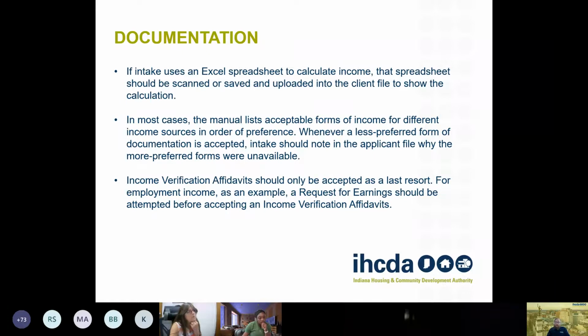For documentation, remember that in most cases, the manual lists acceptable forms of income for different income sources and does list those in order of preference. Whenever a less preferred form of documentation is accepted, intake should note in the case file why the more preferred forms were unavailable. And also remember that income verification affidavits, or IVAs, should only be accepted as a last resort. For employment income, for example, a request for earnings should be attempted before accepting income verification affidavits.